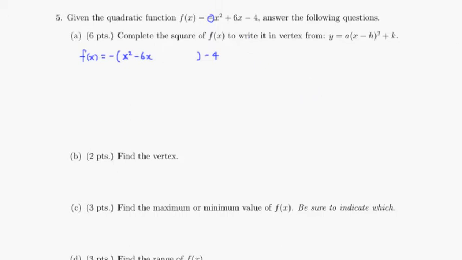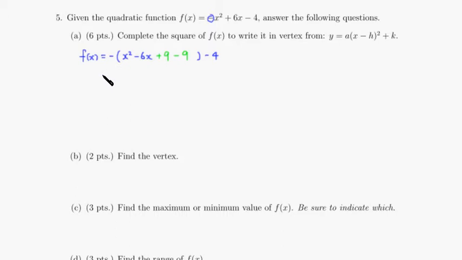Then what we can do is put in the number we want. We know that the third term we need is 1/2 of this number squared. So 1/2 of that is negative 3, and squaring that gives 9. So we would like to have 9. What we do is add 9 here, then we subtract 9 right away, so that way we don't have to change anything. We don't want to change the function.